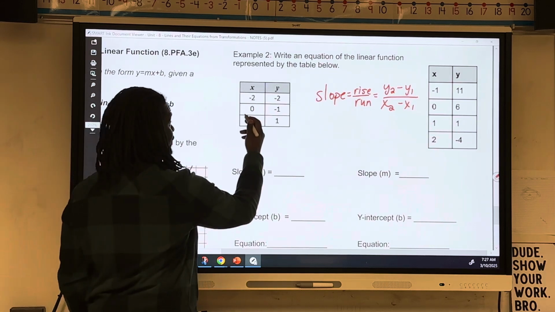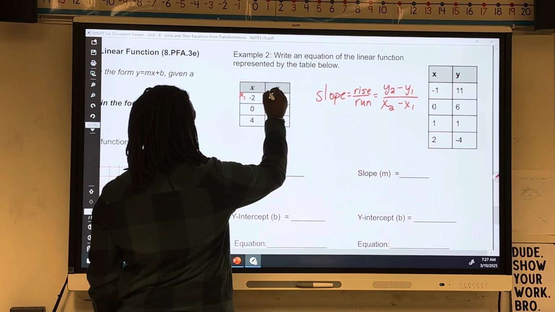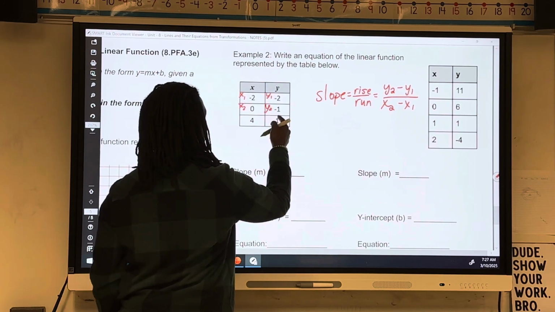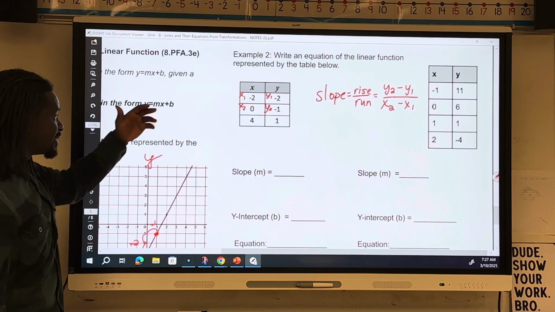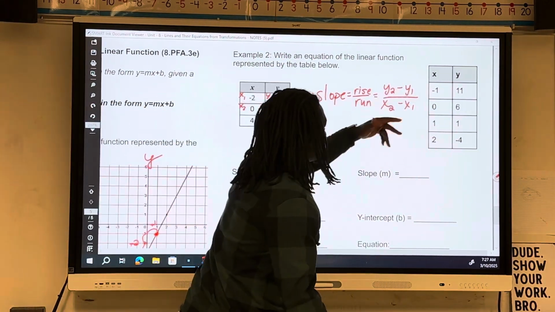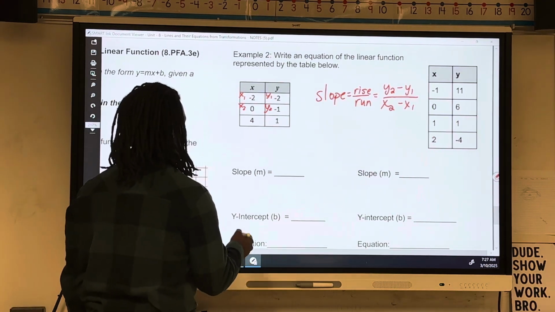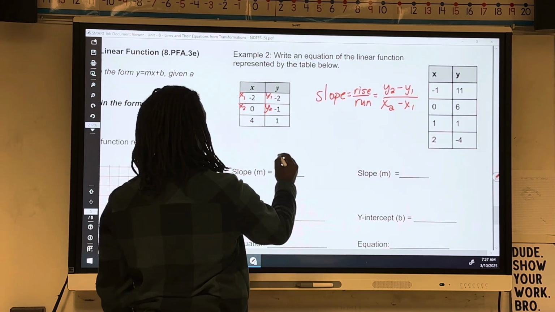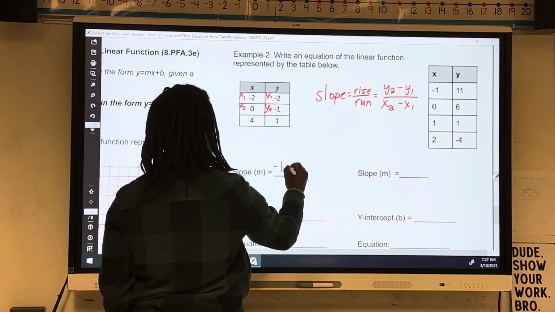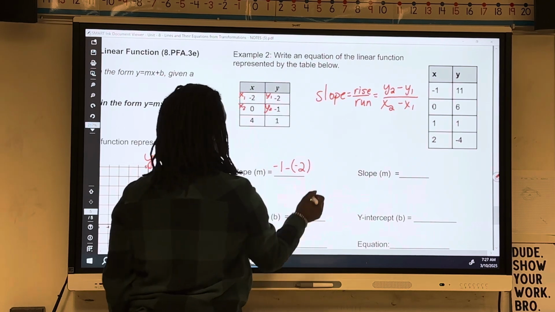For the table, this is x1, this is y1, this is x2, this is y2. I like to just use the first two values, but you really could use any values in the table. So to find the slope, I'm going to do y2, which is -1, minus y1, so minus, and then it is -2.